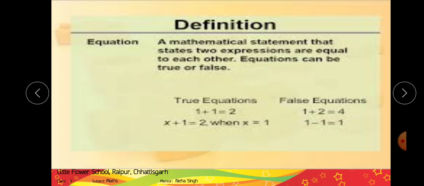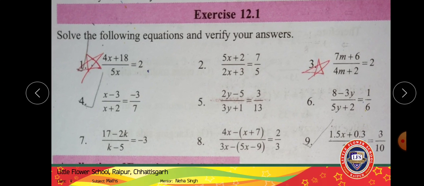Equations can be true or false. A true equation is when the value is satisfied, and a false equation is when it is not. See, here 1 plus 1 is 2, so this is a true equation. 1 plus 2 is 4, this is a false equation because 1 plus 2 is not 4. So there's not much theory part in this, so we'll be moving on to the questions.